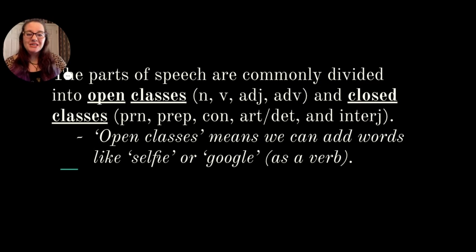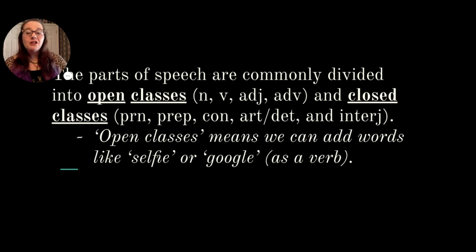Parts of speech are usually divided into what are known as open classes. Those are your nouns, verbs, adjectives, and adverbs, and your closed classes. Those are your pronouns, prepositions, conjunctions, articles and determiners, and interjections. And when we call them open classes, that means that we can add words to those categories as language changes and adjusts to the changing times we live in.